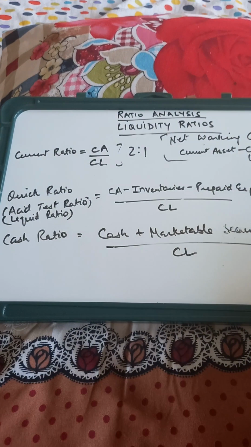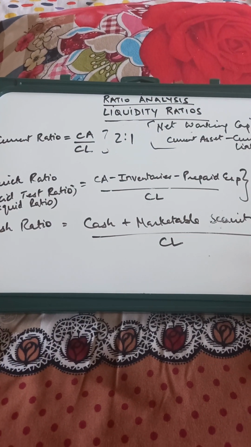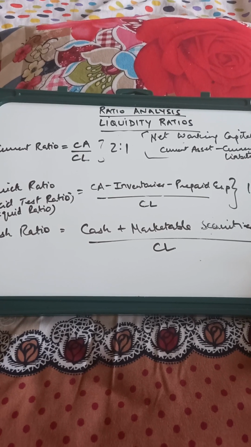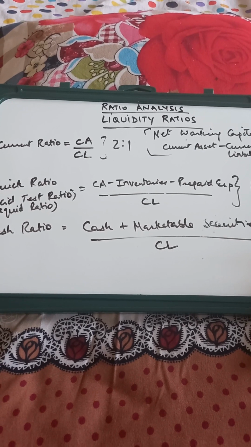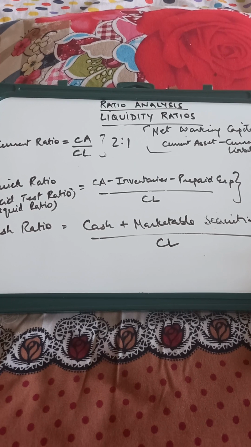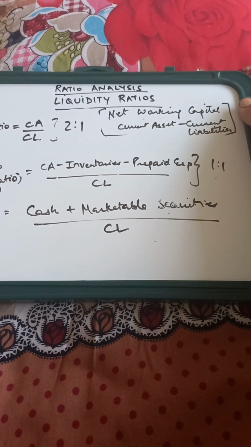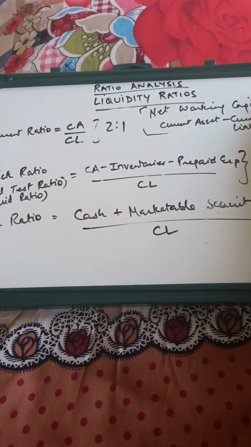So these are the three main liquidity ratios for any company, for any balance sheet analysis, for any financial analysis to be done. These are the main three ratios to look out for, which in turn tell us the working capital position of any business.